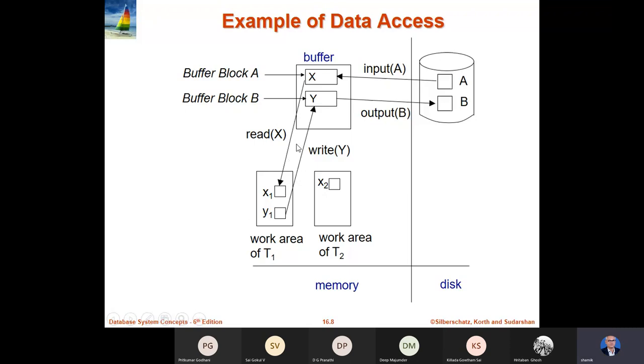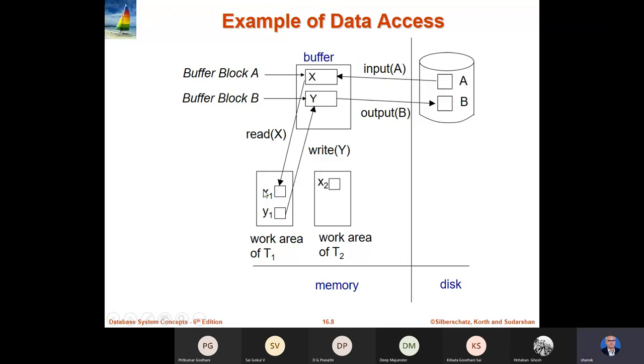Now the other part is that suppose T1 changed the value of X and was supposed to change the value of Y, like this account A and account B transferring $50. In that case, it only changed X and did not change Y, and now the system crashes. Then for the atomicity property to be enforced, the transaction should be rolled back. So the value of X also should be written back to the original one.